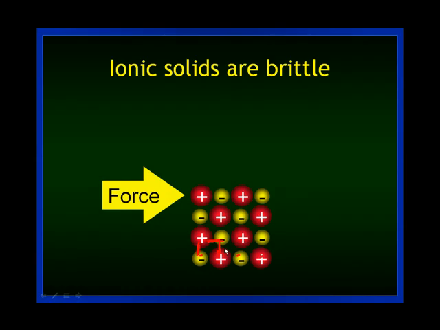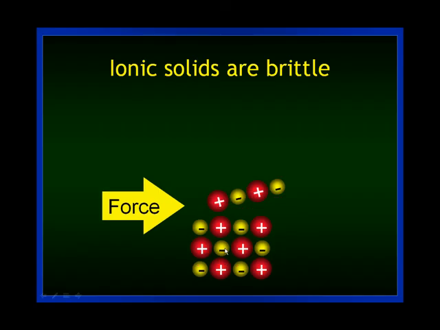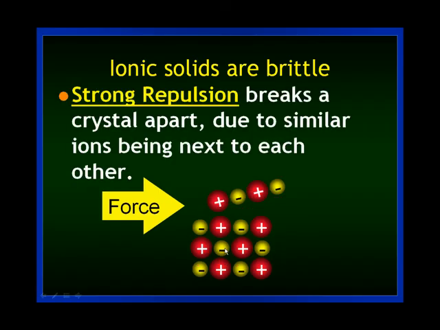So watch what happens in the picture if I apply some force and I push that first row. If I push that first row, then I've got pluses next to pluses. Well, you know, like charges repel, they're repulsive. And so if I try and push the ions, then you get a strong repulsion. And what happens is it breaks the crystal apart because you have similar ions next to each other.